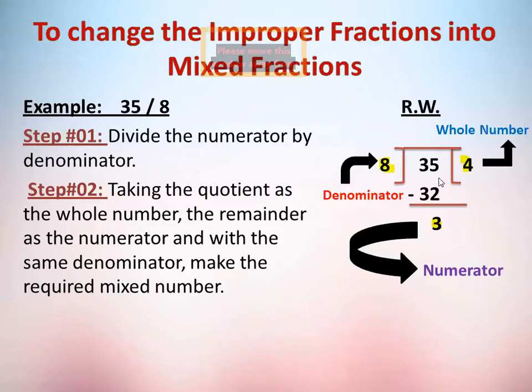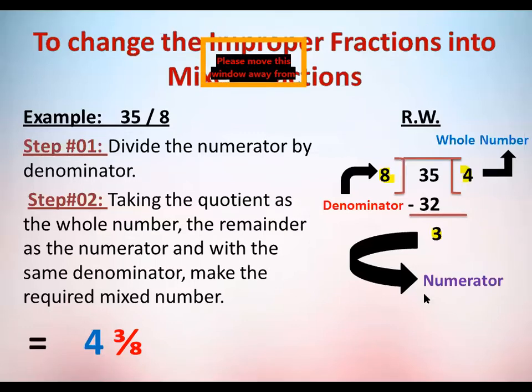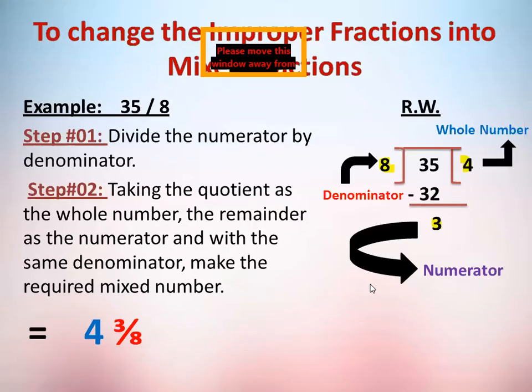So how will you write it? You will write it as 4 whole 3 upon 8. 4 whole 3 upon 8 is the answer. Okay.